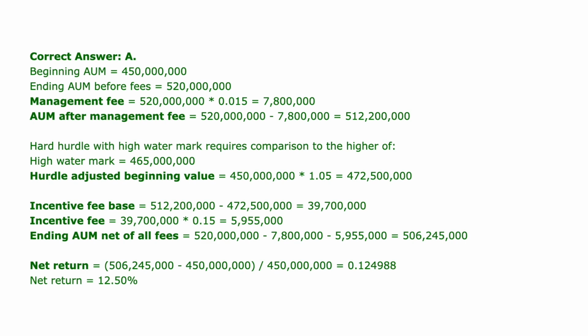The 15% performance fee is only earned on the excess amount where the NAV after management fees, $512.2 million, surpasses that $472.5 million hurdle threshold. The final net percentage return, 12.5%, is determined by the fund's growth after all fees have been deducted relative to the investor's beginning of year capital, $450 million.